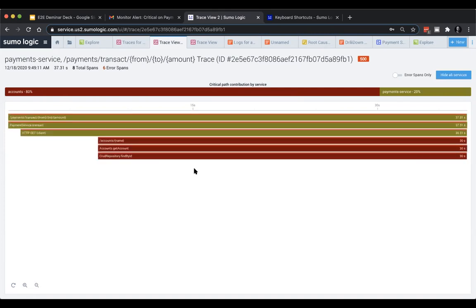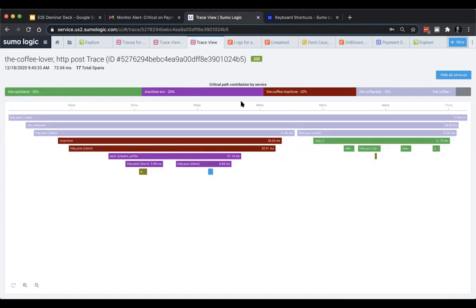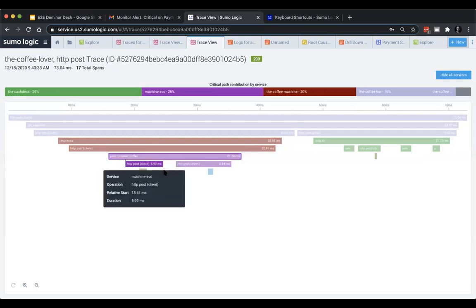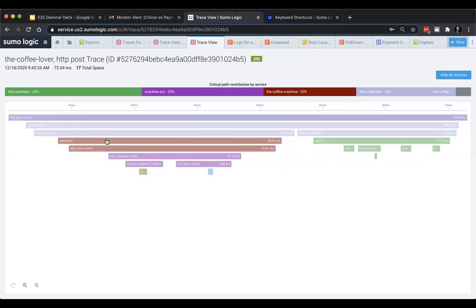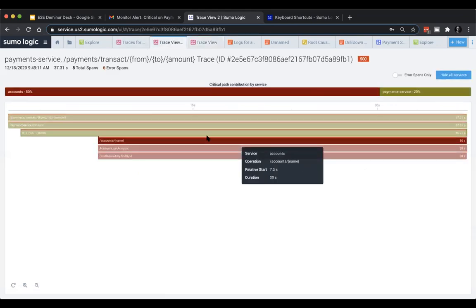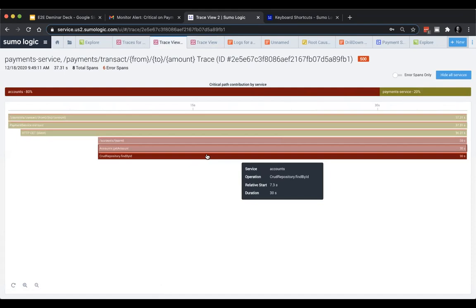Now, if you were to look at this for another application, I just wanted you to see what it might look like if you had a more complex application. So this is another application we built for a demo, the coffee lover application. You can see there's a coffee bar talking to a coffee machine, also talking to a cash desk, also talking to a service machine. So you can see there's quite a bit of different services that are coming into play here, and you can see them talking to each other. Now, there's no errors on this trace view, but if we look at the trace view for our payment service, you can see there are errors on each and every one of these bars in red.